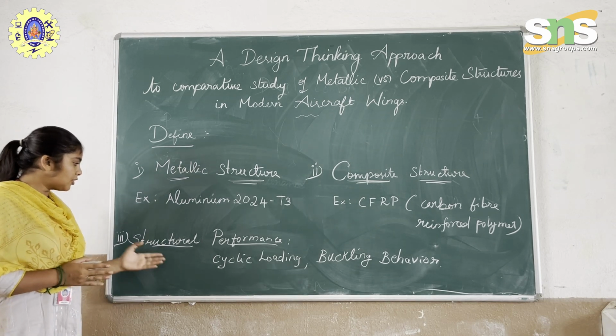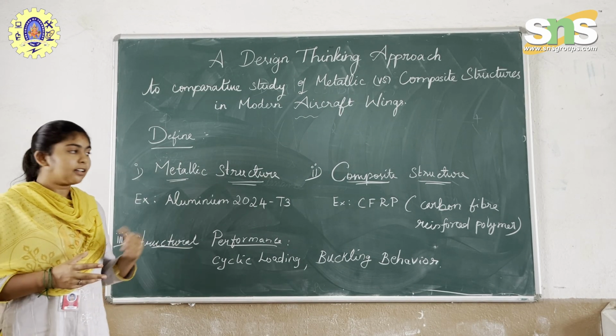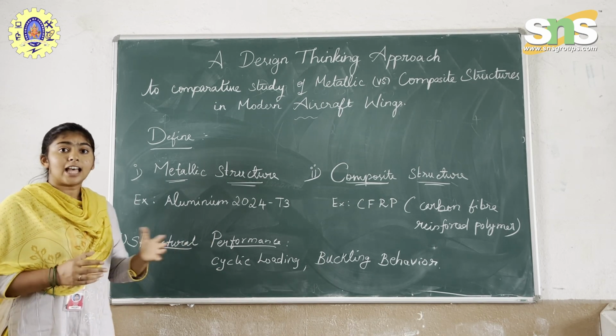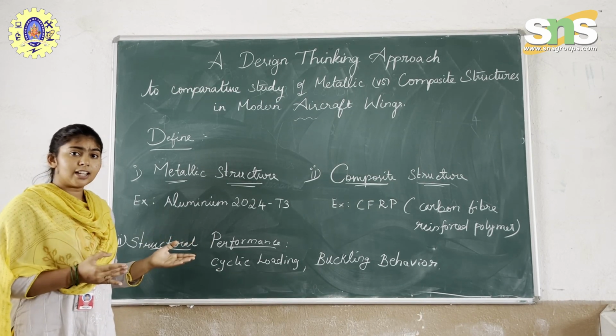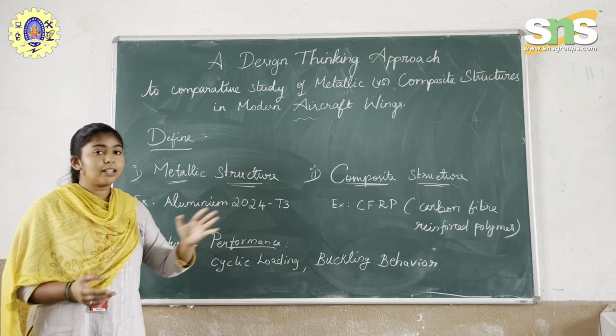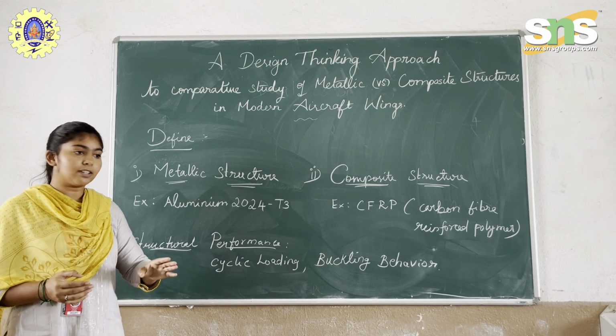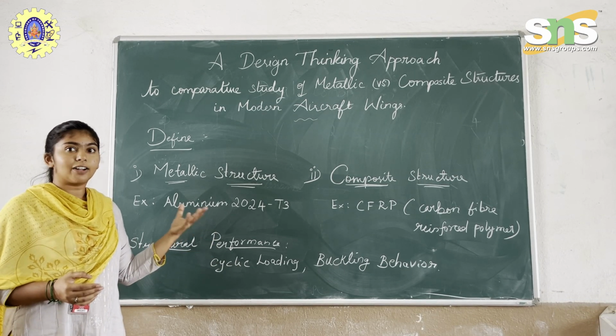The next part is structural performance. What are the things we have to see while taking different materials? First is cyclic aerodynamic loading, whether it is low cycle or high cycle fatigue. The next is buckling behaviors. We have to see both pre-buckling and post-buckling behaviors, and how the material is affected by them.